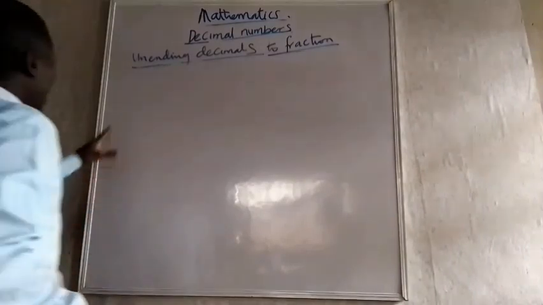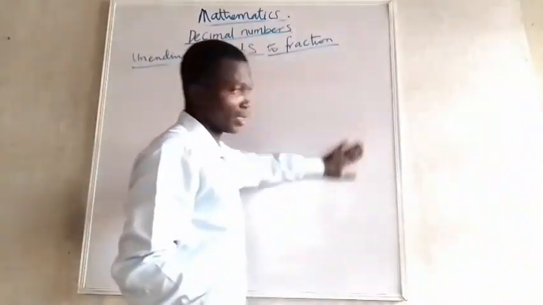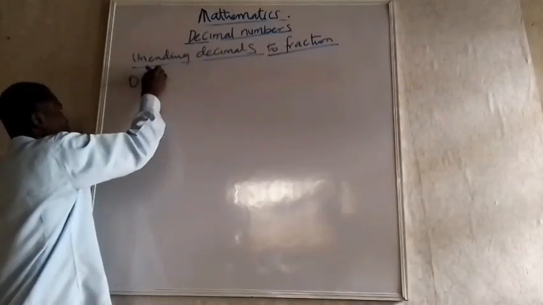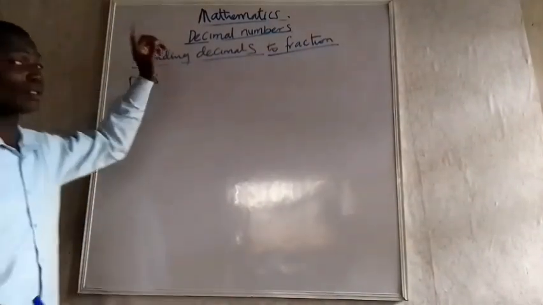Now let's see how you can convert an unending decimal to a fraction. You can reason it from two perspectives. Look at this one, 0.18. I'm talking about an unending decimal now, please.